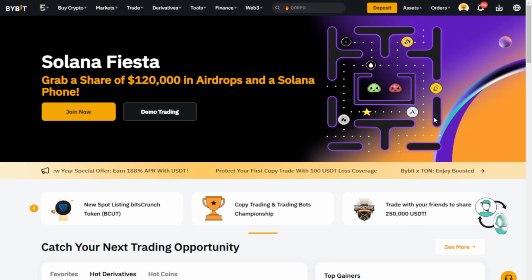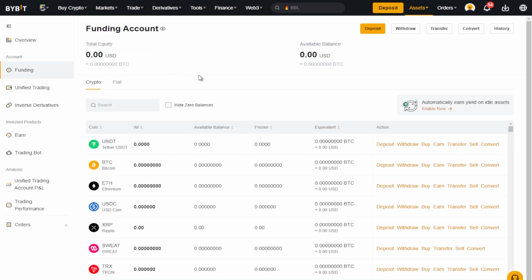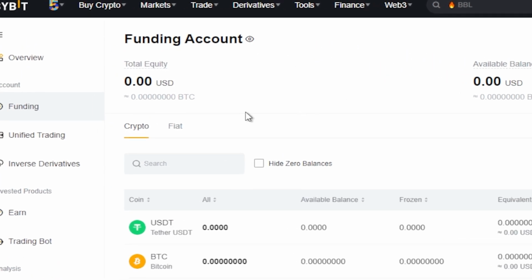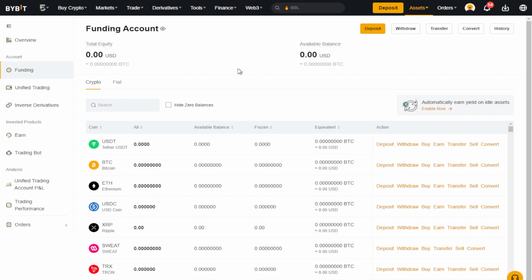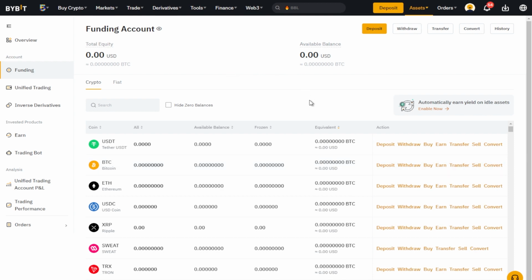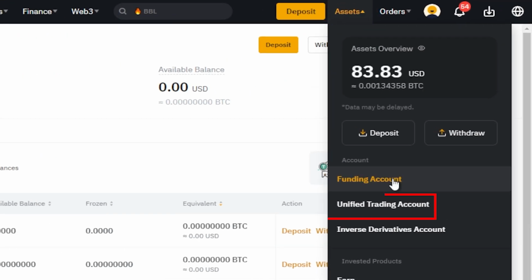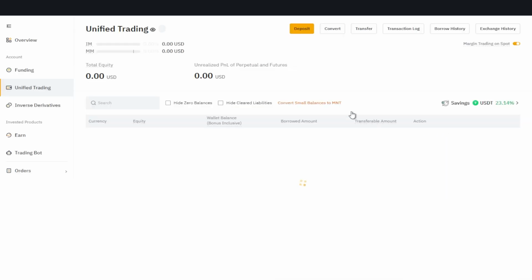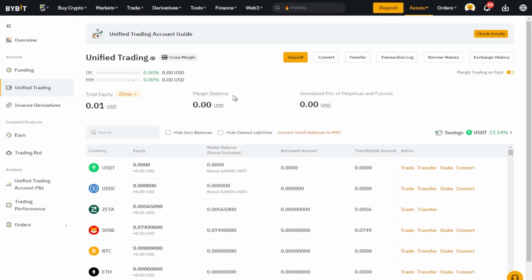In the upper right corner in the Assets tab, we can see our balance. Also, we can enter our financing account. Now we are on the financing account. All the funds that we contribute to the exchange go into the financing account. After that, we can safely transfer them to the trading account.